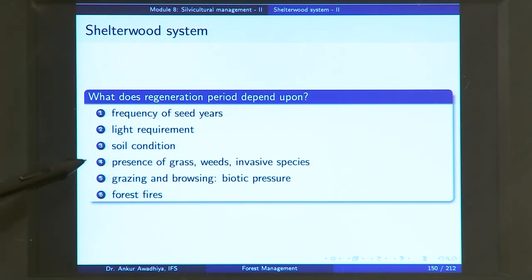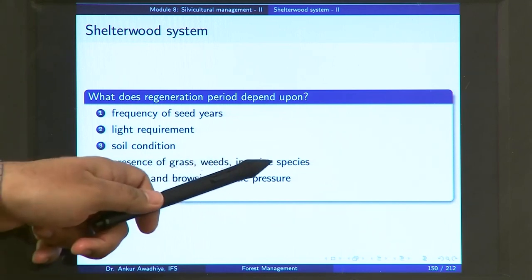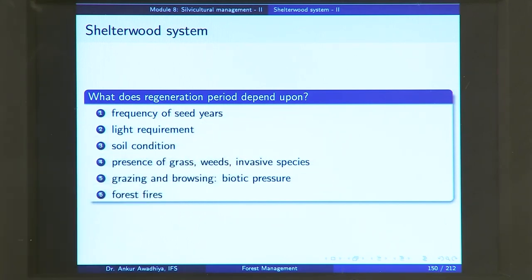It also depends on the presence of grass, weeds and invasive species, because if you have an area that is full of grass or is full of invasive species or weeds, so in that case your seeds will take a longer time to germinate and to get established, because they have to compete with these other species and so the regeneration period will be longer.